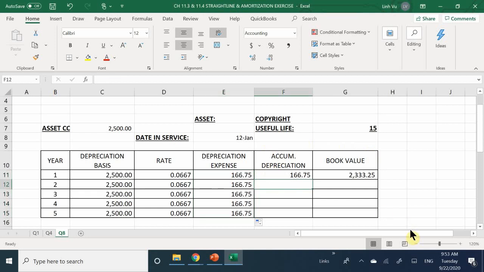accumulated depreciation for the second year? 333.50. Mm-hmm. Making my book value to be 2166.50. Good. What's my accumulated depreciation for the third year?